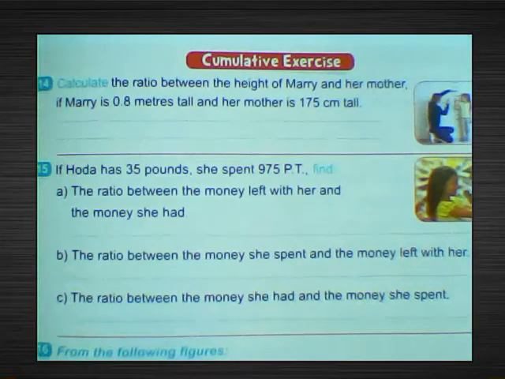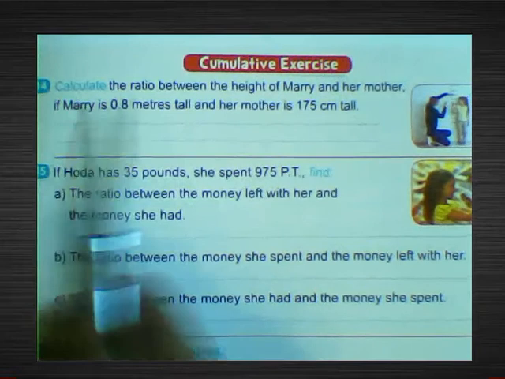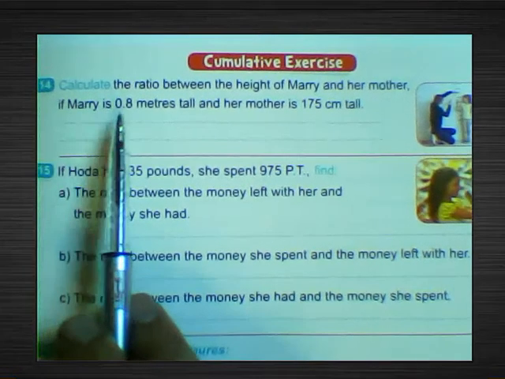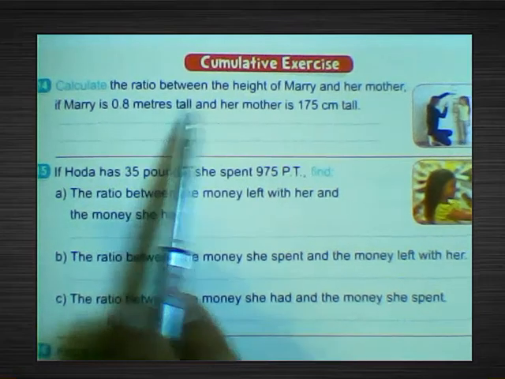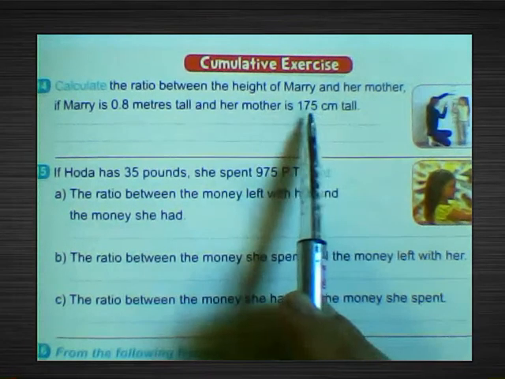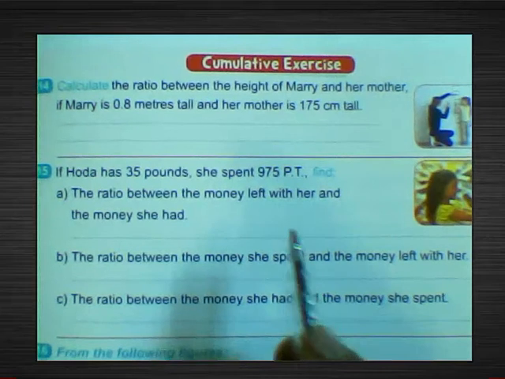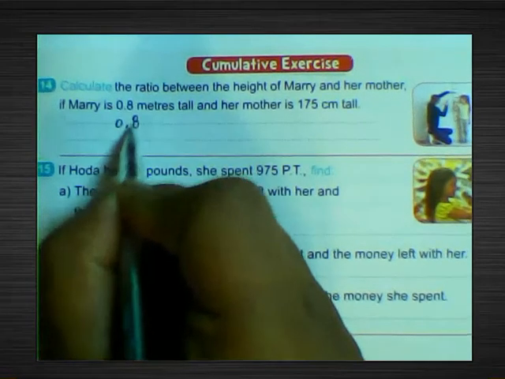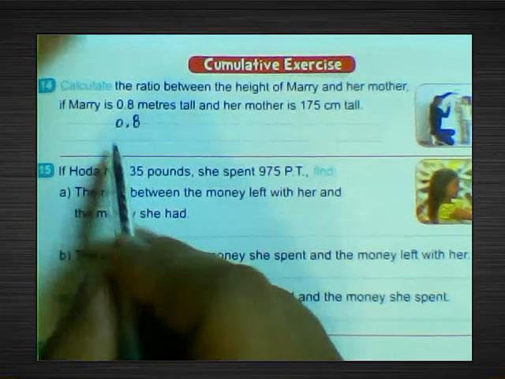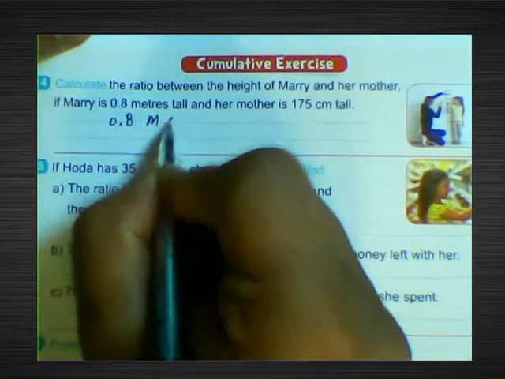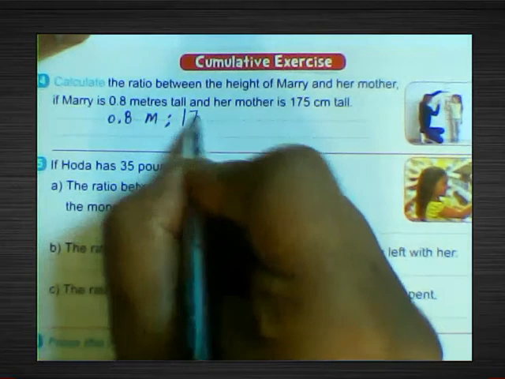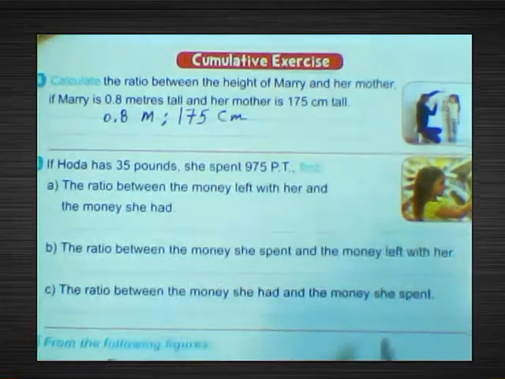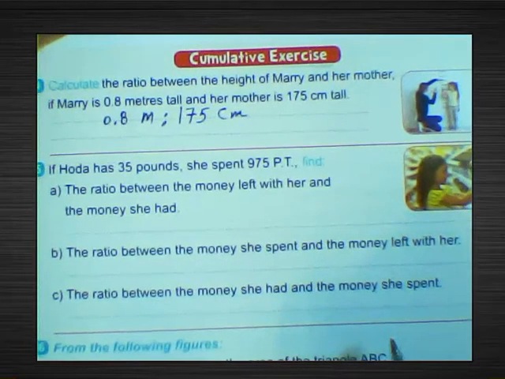Look at this example. Calculate the ratio between the height of Mary and her mother, if Mary is 0.8 meters tall and her mother is 175 centimeters tall. Okay, we write 8 tenths meters to 175 centimeters. Who can solve it?